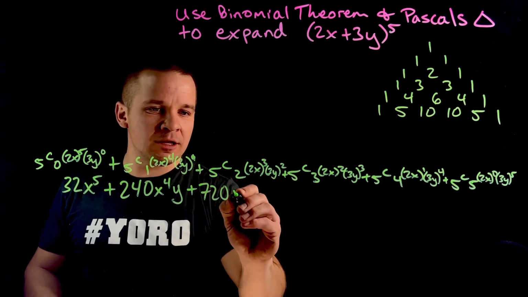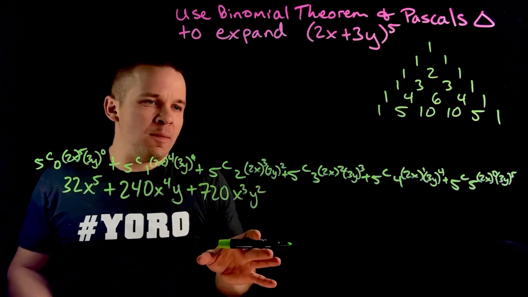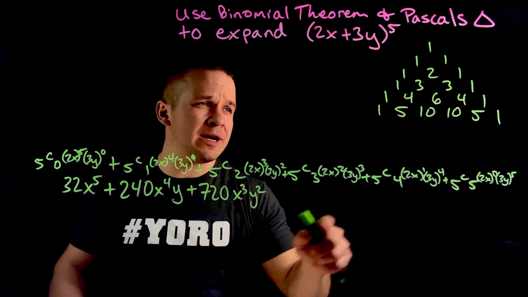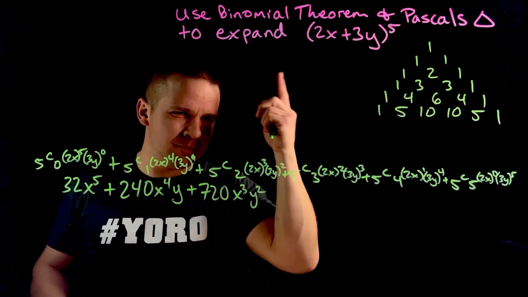And then we got x to the 3rd. And we have y to the 2nd. Get excited. It's awesome. Okay. 5 choose 3. Also 10, right? And to agree with Pascal's triangle, I'm also kind of cheating there because it's right there.